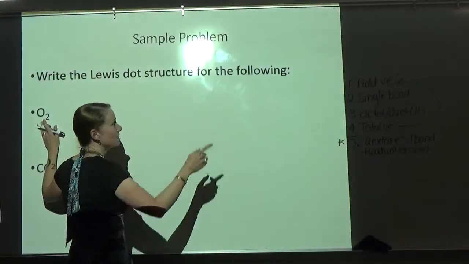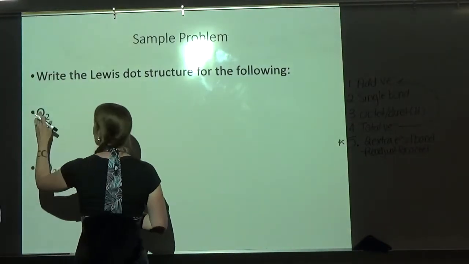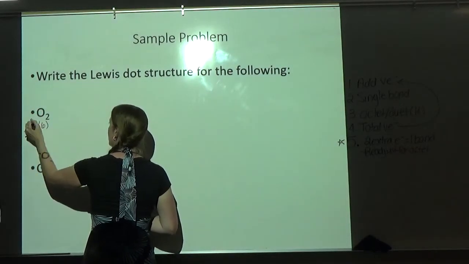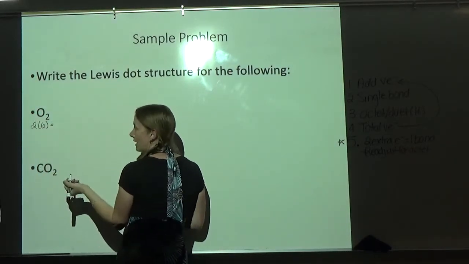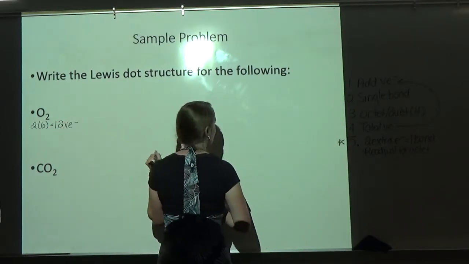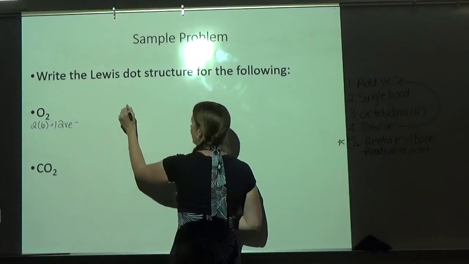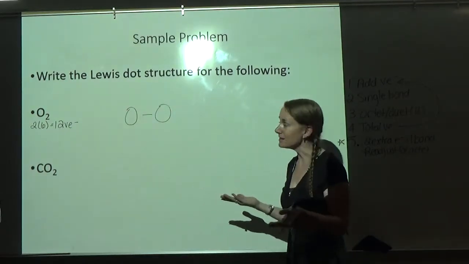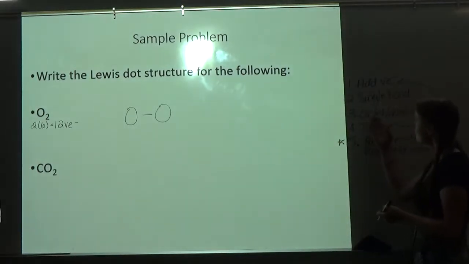All right, so we're still going to start with step 1, add our valence. Oxygen's in group 16, so it has 6 valence electrons, but I'm going to multiply that by 2 because there are 2 oxygens. And so I get a total of 12 valence electrons. So step 2, I'm going to single bond. Since I just have 2 O's, obviously my only option is to bond them like this. Then we just move on to step 3.